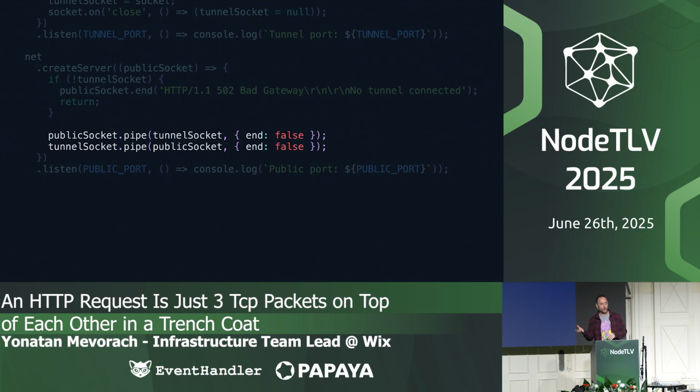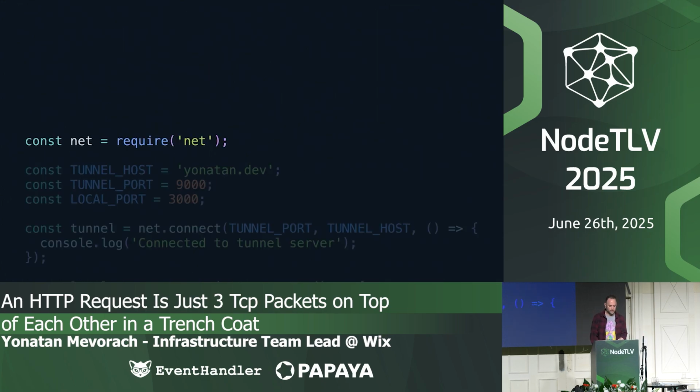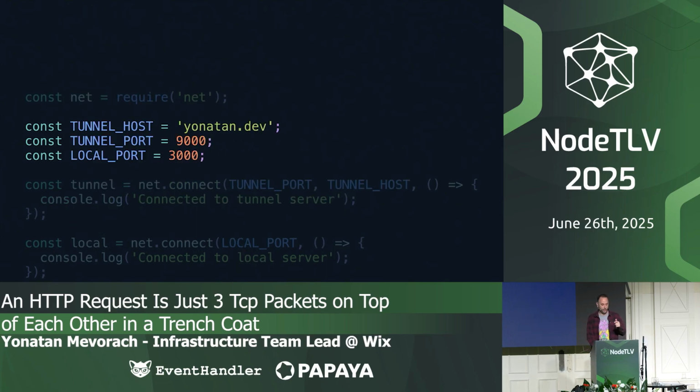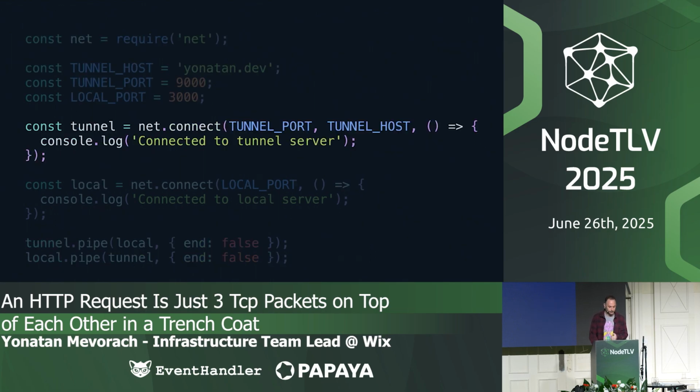And when we get a response from the tunnel socket, we'll pipe that back to the public socket. And this is the script that's running on my machine. I need to be aware of Yonatan dev, that's the remote server that I'm trying to connect to. The tunnel is expecting connection on port 9000, as we showed before. And port 3000 is just the local server. It doesn't have to be written in Node.js. It can be in any language. That's the one that we're doing all this for, that we're trying to expose on the internet.